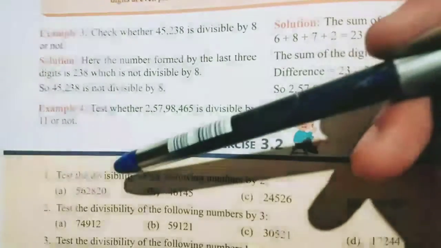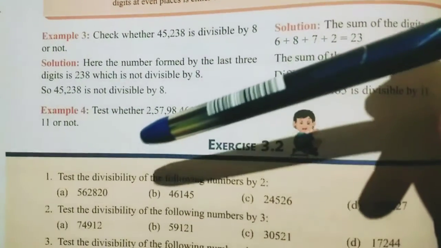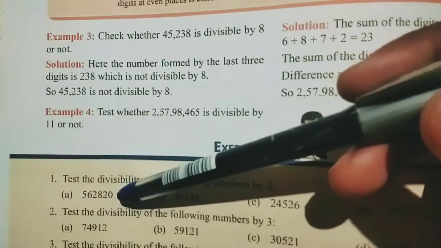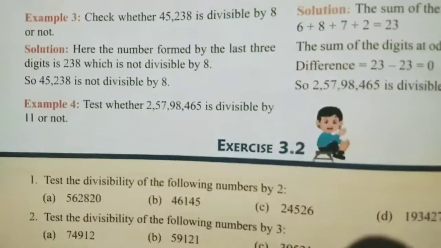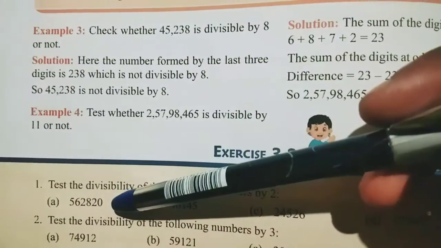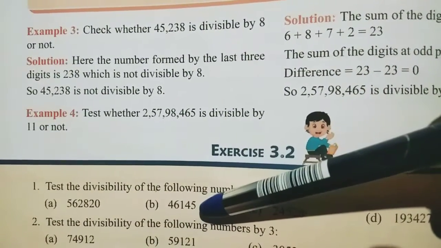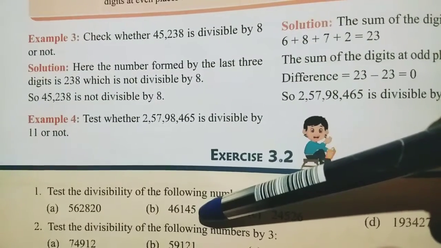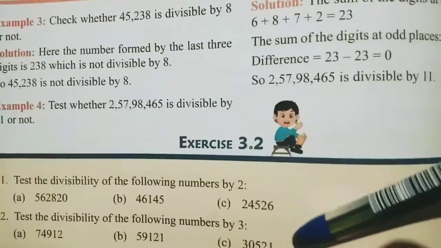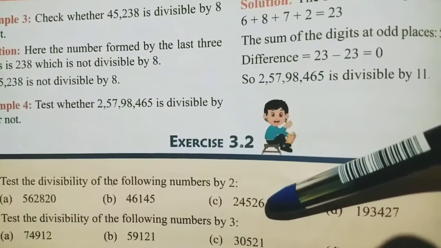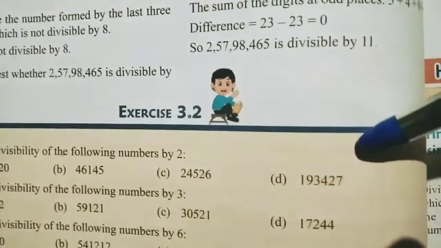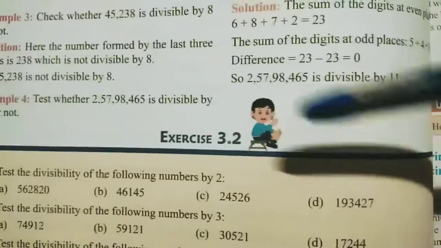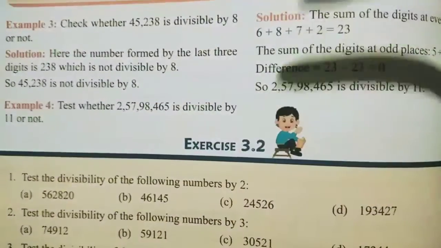If the ones digit is 0, 2, 4, 6, or 8, then it is divisible by 2, right? Here the ones digit is 0, that means this number is divisible by 2. Very easy. Then for B, the ones place is 5, so it is not divisible by 2. Here the ones place digit is 6, so it is divisible by 2. And for D, the unit place is 7, so it is not divisible by 2. In this way you have to check whether they are divisible by 2 or not.